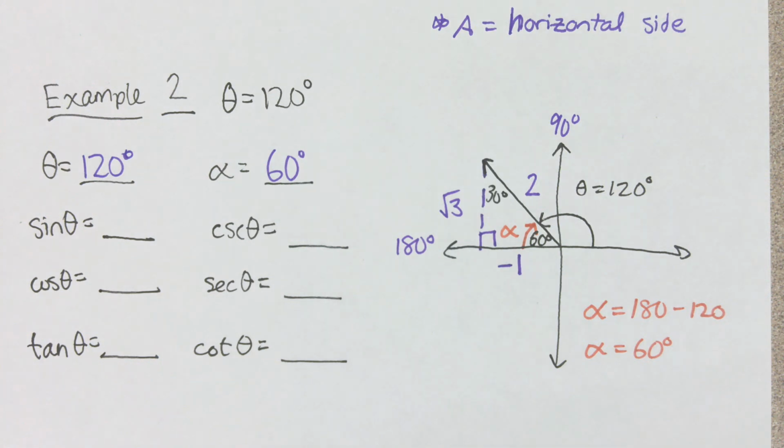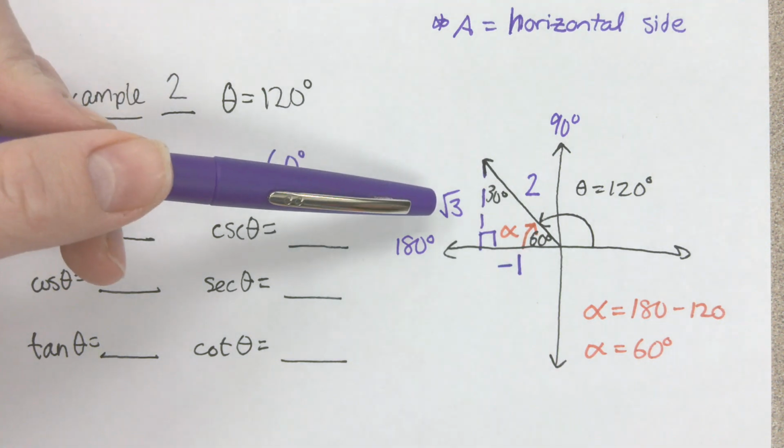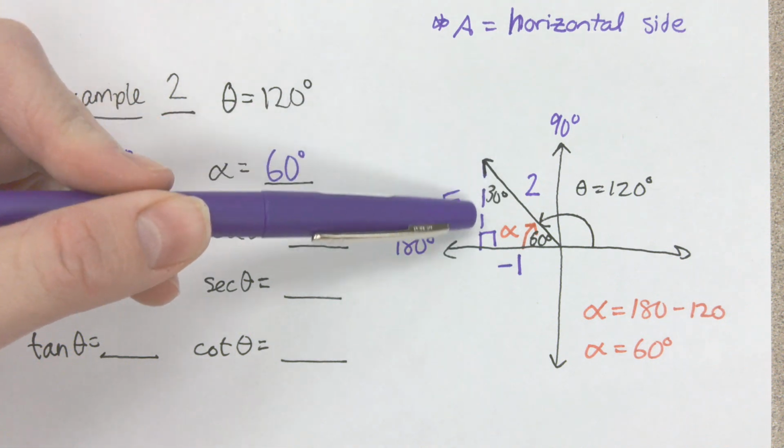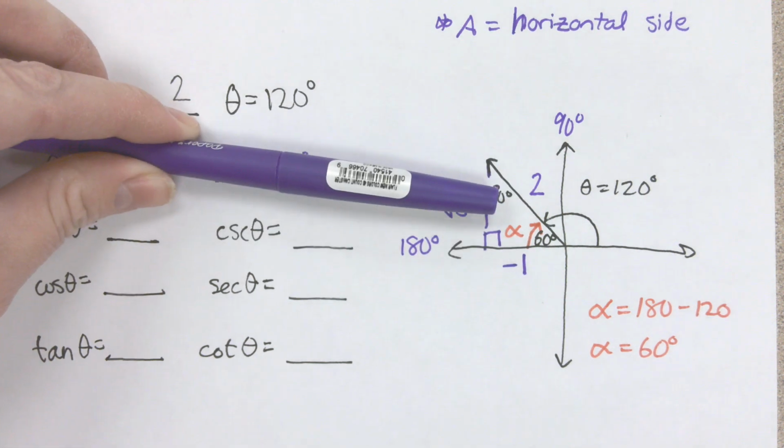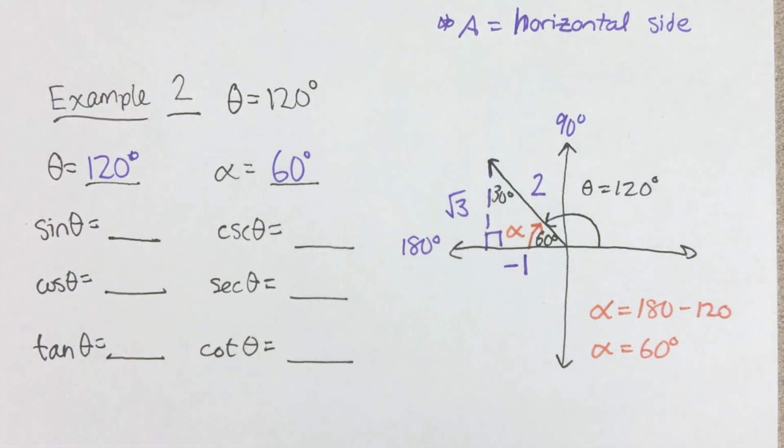Why is the 1 actually negative 1? Because it's on the x-axis, and it's going away from the origin. It's on the left side of the x-axis where the negatives are, so that's going to give us a negative 1. The rad 3 is parallel to the top part of the y-axis, or you can think of it as being above the x-axis. That's where the positive y's are.